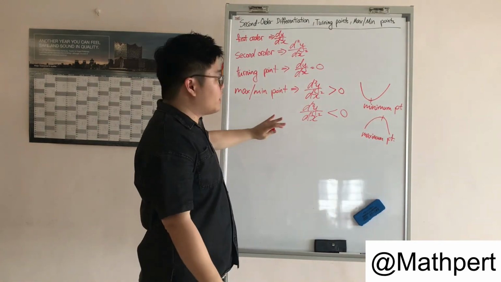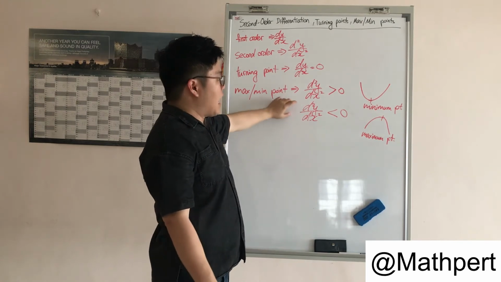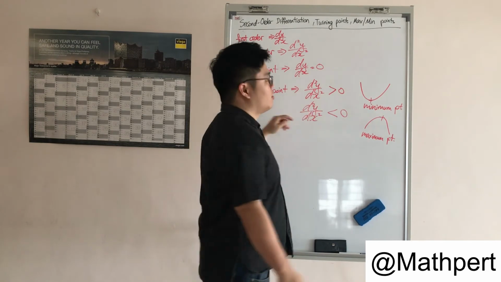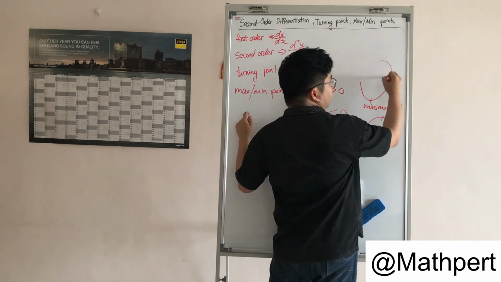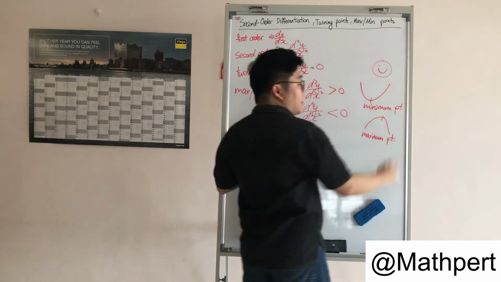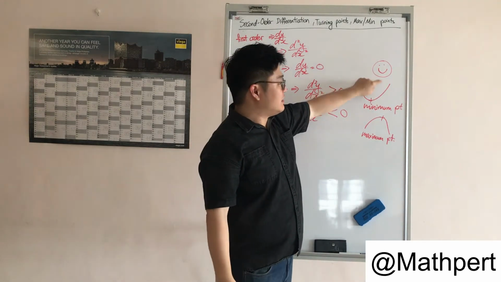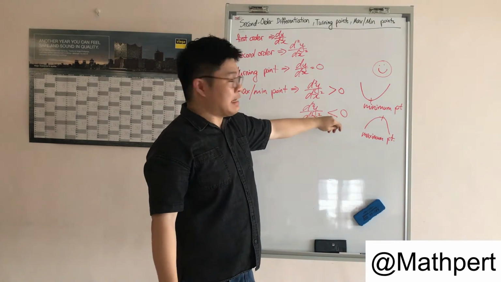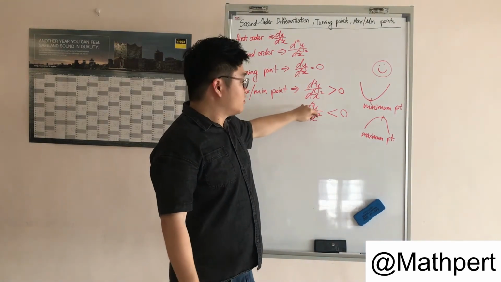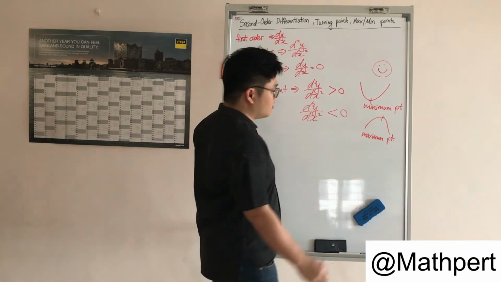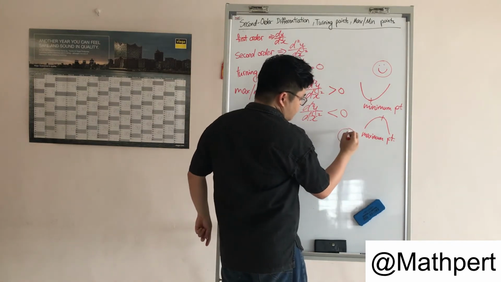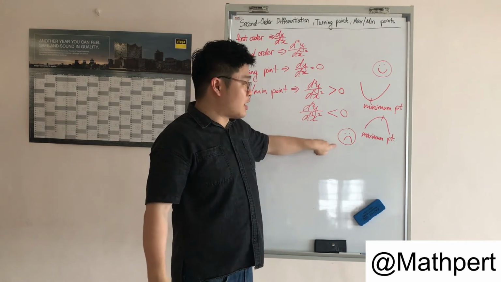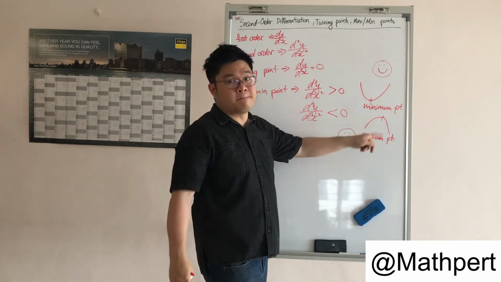One easier way to remember this one is when you have bigger than 0, you have a smiley face. So this is a graph, and this is a minimum point. When second order differentiation is less than 0, you have this sad face. So that's why this is a maximum point.